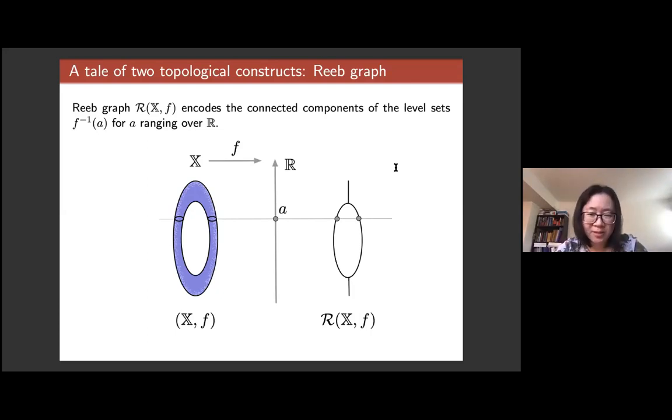Okay, this is quite familiar to some of the audience here, but if it's confusing, just feel free to ask any questions. Anyway, the Reeb graph is, you have a topological space equipped with a function, and you obtain the behavior of these connected components at each level set. So it becomes a skeleton of this data.